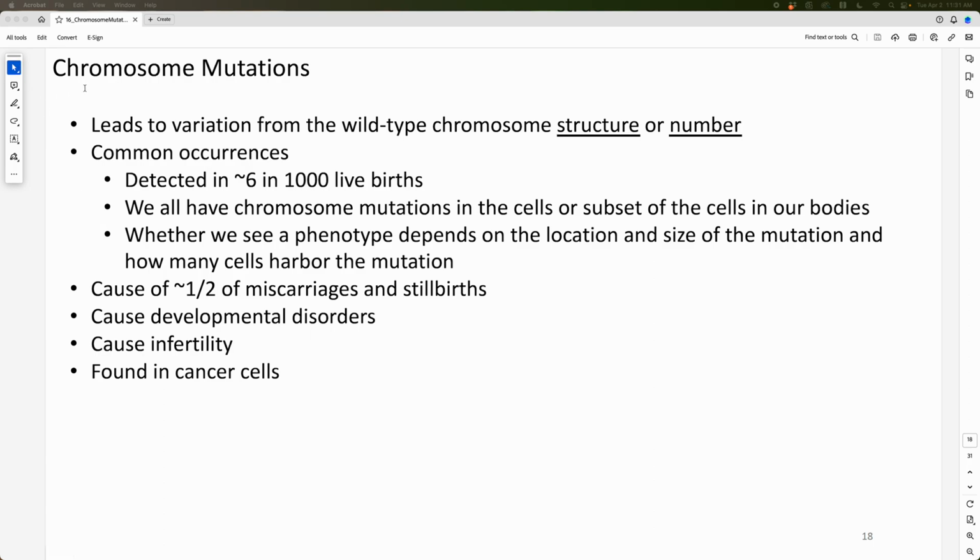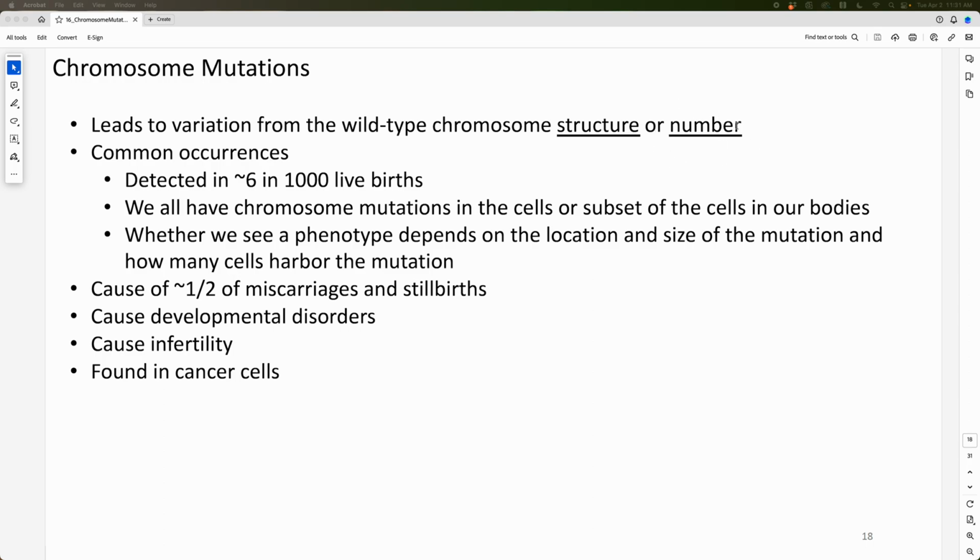So if we think about chromosome mutations, we're talking specifically about changes that lead to variation from the wild type chromosome structure or number. So this could be the complete sequence that corresponds to each chromosome. So whether you have a complete Y chromosome or whether you're missing part of it. We talked about an example in a previous class where the SRY region was missing, which led to female individuals that had a Y chromosome.